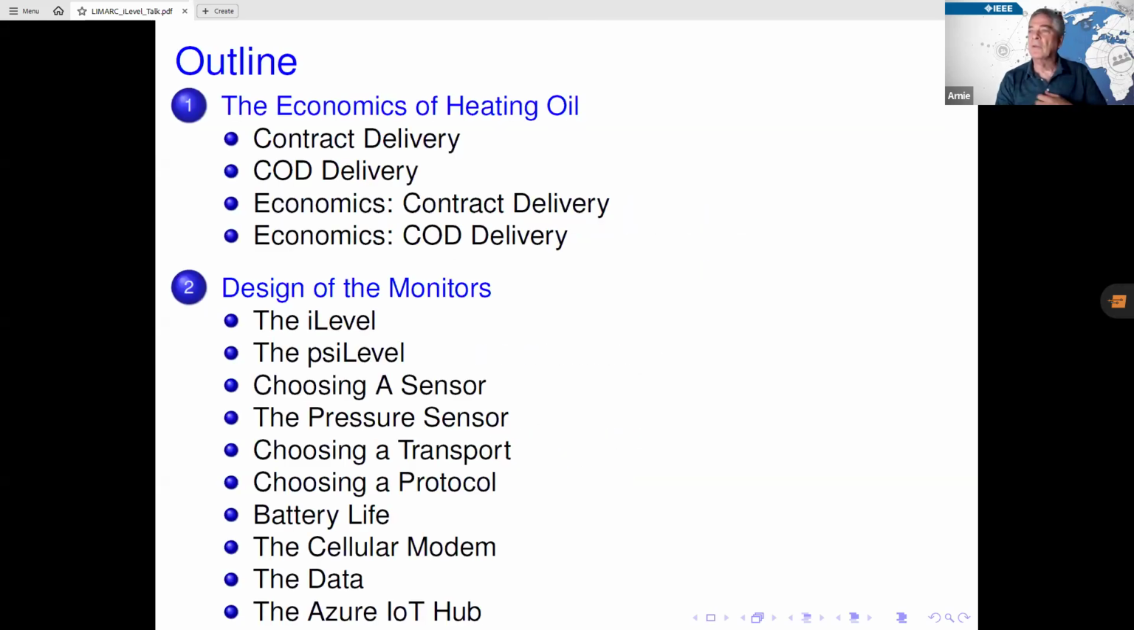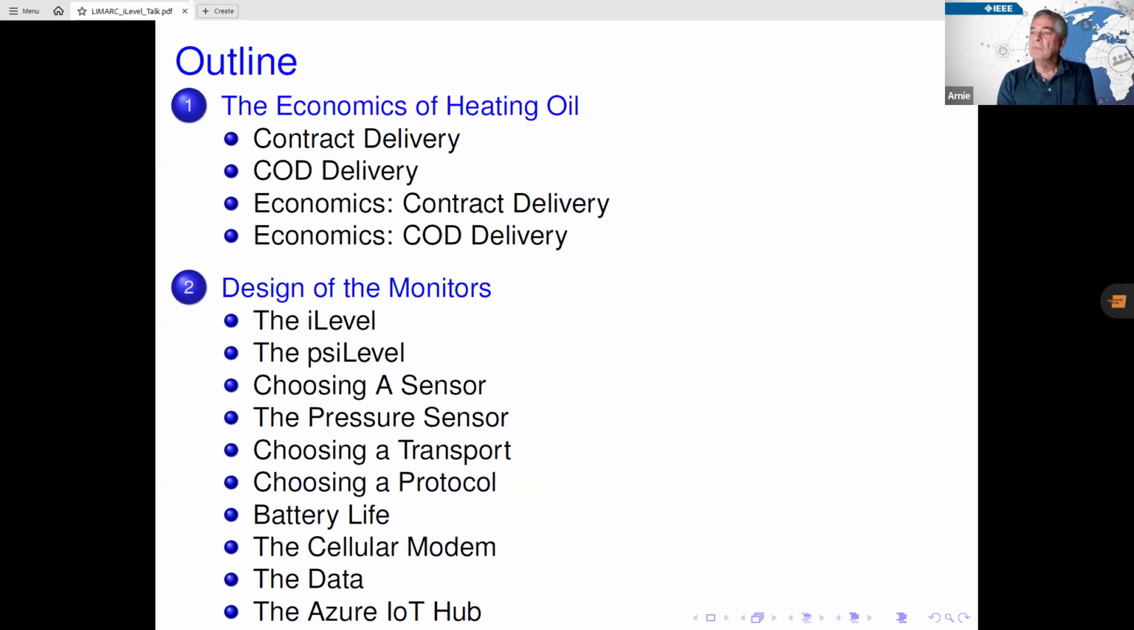The talk starts out with the economics of heating oil and why you would want to make a monitor for it, then how you would design a monitor to measure the actual level in the tank, and how you would then transport that data to the backhaul, which in our case is a cellular backhaul, and then how you present that data to the ultimate user. The ultimate user in POEM's case, POEM, by the way, stands for Point of Entry Monitors, is an acronym for IoT systems that we make.